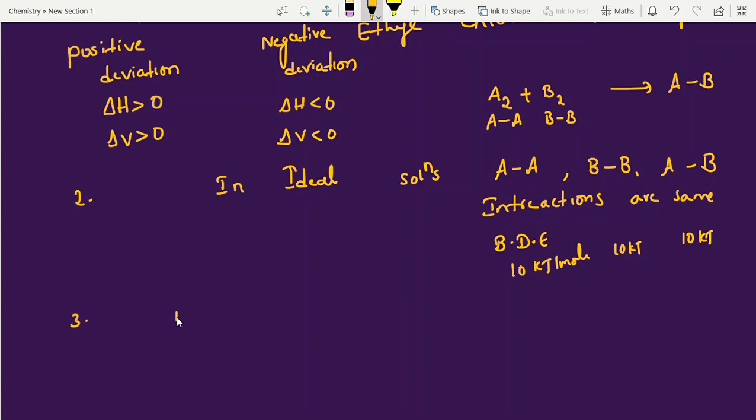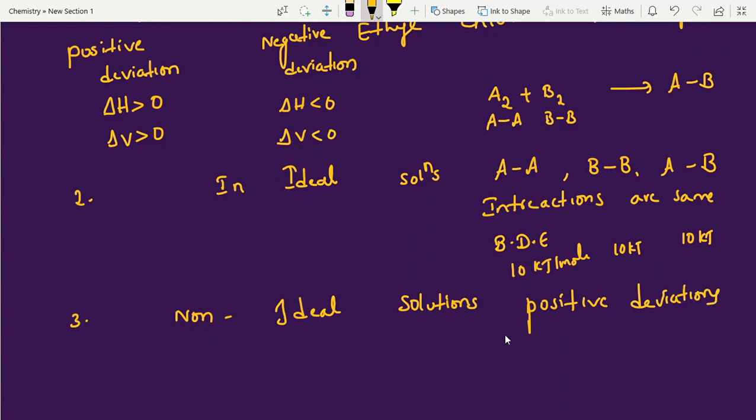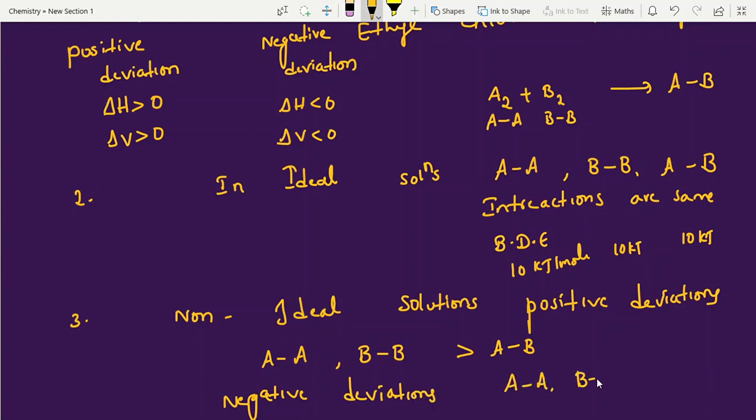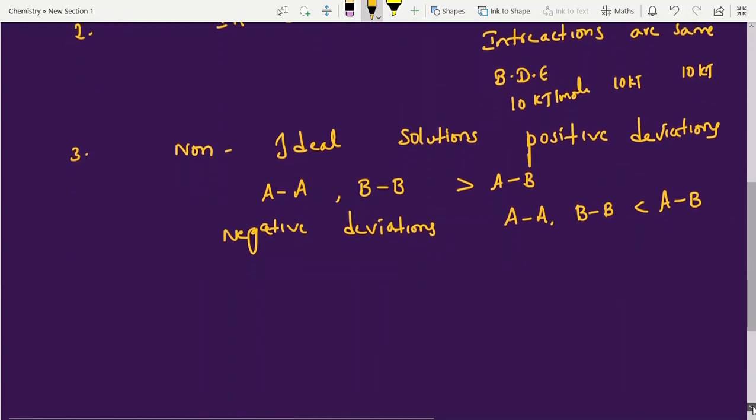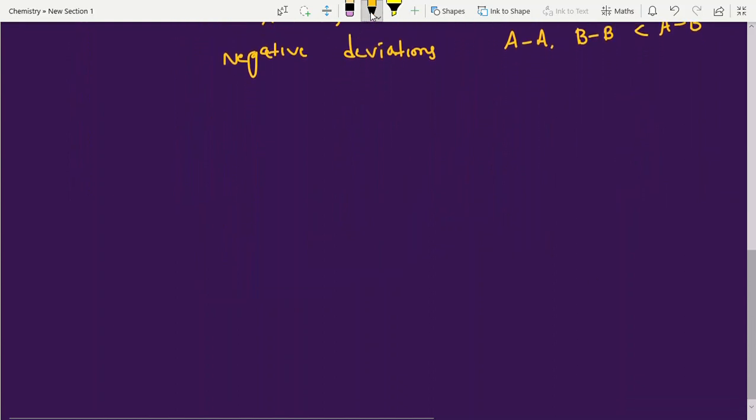Whereas in non-ideal solutions, if you speak about positive deviation, here AA interactions and BB interactions are greater than AB. And for negative deviation, students, it is definitely the opposite: AA and BB interactions are less than AB. So like this, I have discussed the main points. Now we will concentrate on examples for competitive exams like mains and NEET, where direct questions come from this topic. Okay, now let me write first.